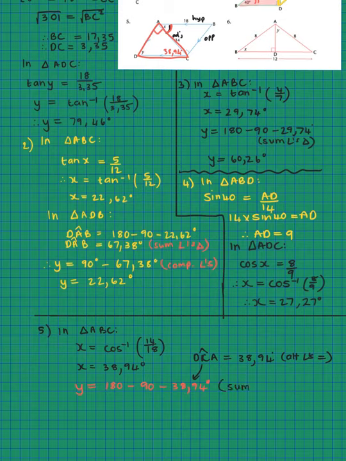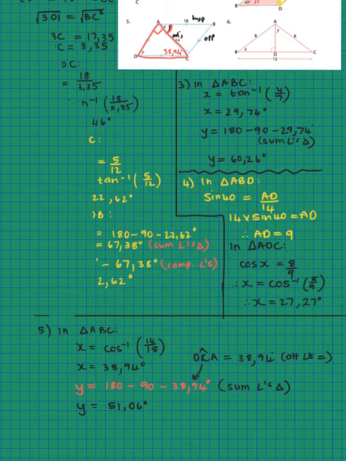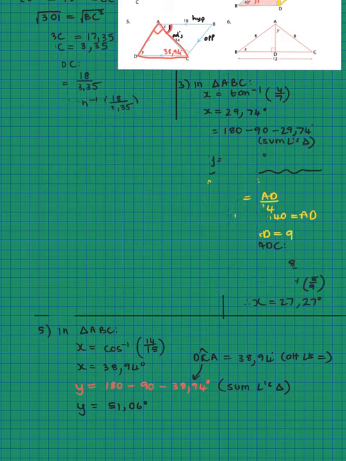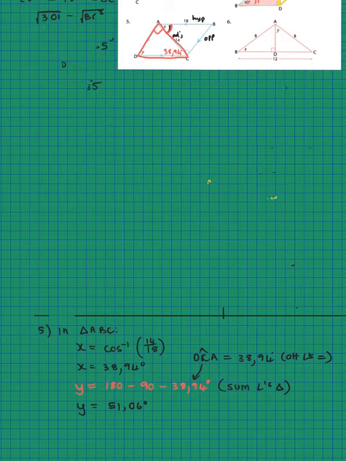Now I say to solve for Y, I'm going to use sum angles of a triangle. So Y is equal to 180 minus 90 minus 38.94, which is 51,06 degrees. Okay, nice. So that's for 5. We've solved for X and we've solved for Y. Okay. So I'm just going to clear up space over here. So sorry about question 6 being above question 5, but I'm sure you will forgive me. Okay. All right, last one.